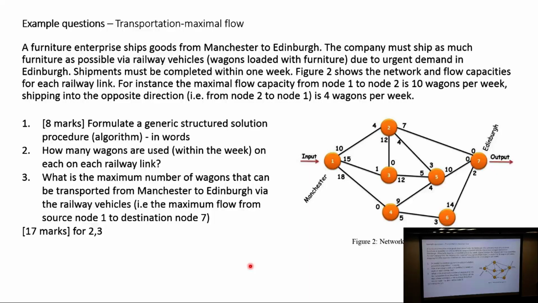This is all possible. So now what we hope to do is find the maximal number of wagons that can be transported from Manchester to Edinburgh through the fixed rail network. Okay, so this is the maximal flow problem. How can we find out the maximal output at 7, starting from Manchester? Usually we have several questions like this. So we need to formulate a generic structured solution, and we give some descriptions of how we're going to do this. Then we calculate for every single path how much capacity we need to use, and finally we should reach a maximal number. So let's take a look at this.